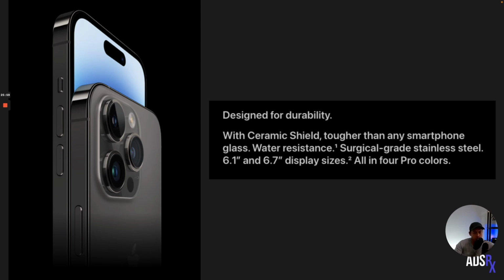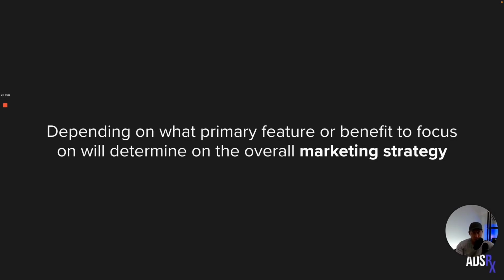Water resistant. That's a feature. Surgical grade stainless steel. Definitely a feature. 6.1, 6.7 display sizes. When you start getting into the micro, the very granular details, boom, you're talking about features, all right? So depending on what primary feature or benefit to focus on will determine the overall marketing strategy.